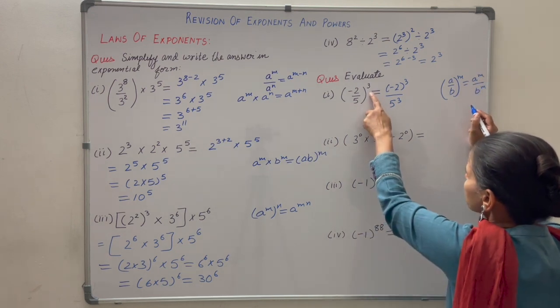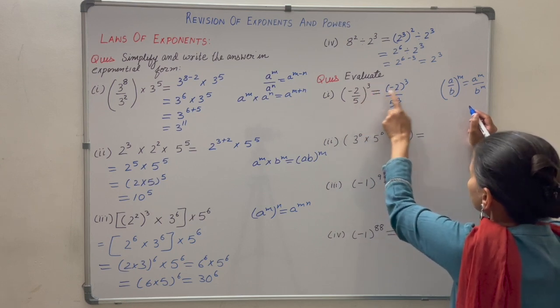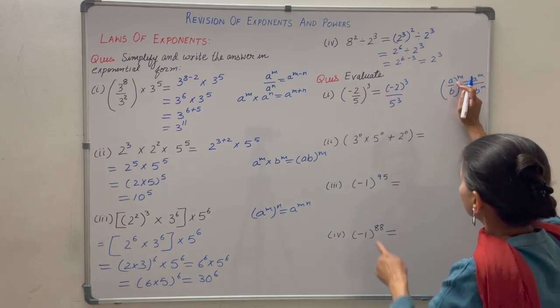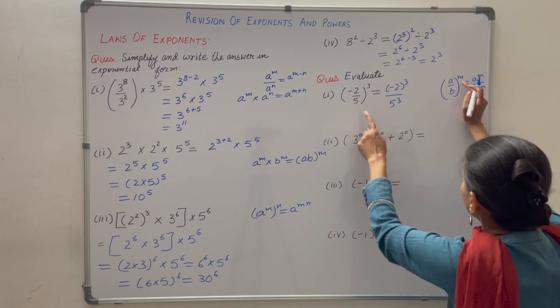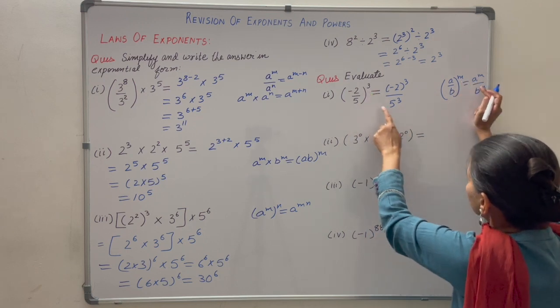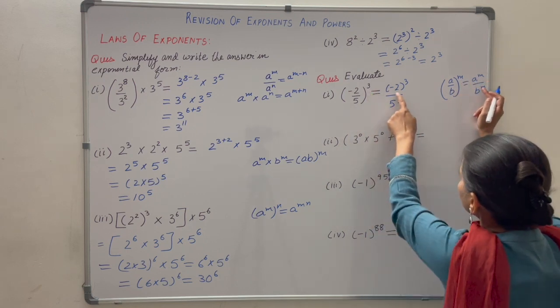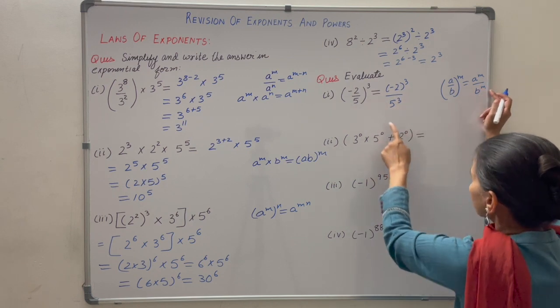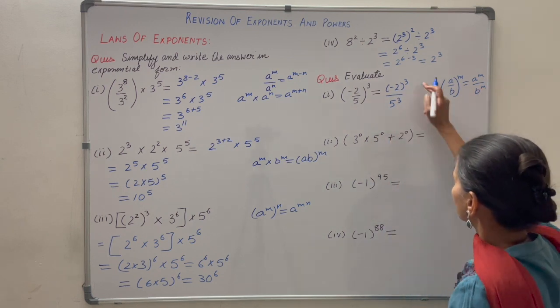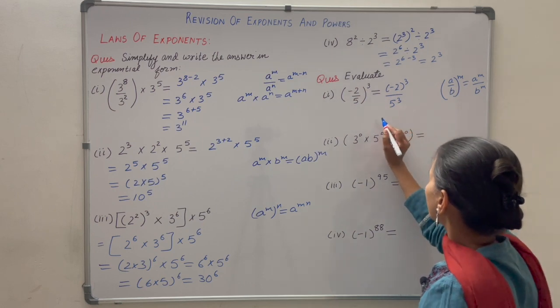Here the power is same. Here the bases are different. So here a is minus 2, b is 5 and m is 3. So a raised to the power m is minus 2 raised to the power 3. b raised to the power m is 5 raised to the power 3. So you have to evaluate. So you have to solve it further.